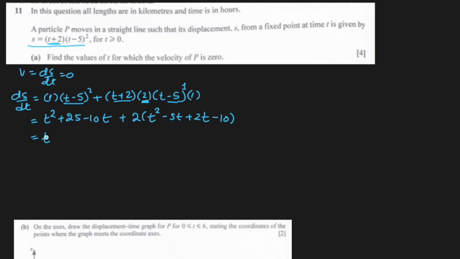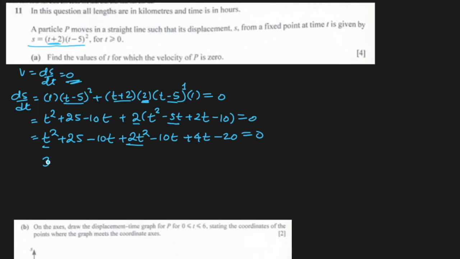So we get t square plus 25 minus 10t, and 2 multiplies with all, 2t square minus 10t plus 4t minus 20, and they say it is equal to 0. So we should write this is equal to 0. Okay, t square plus 2t square is 3t square, minus 10t, plus 4t, minus 16t. 25 minus 20 is 5, equal to 0.